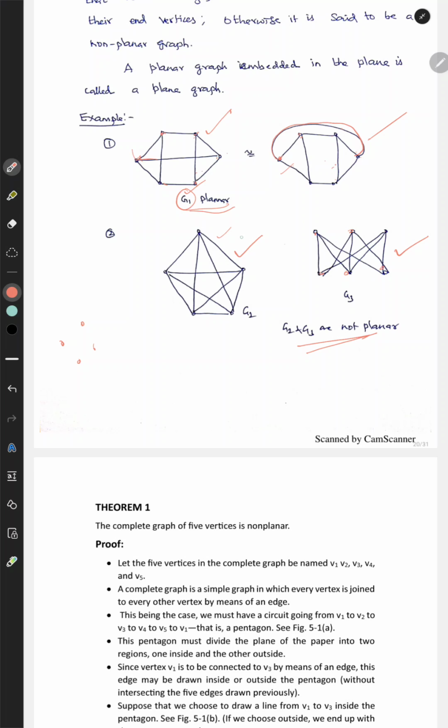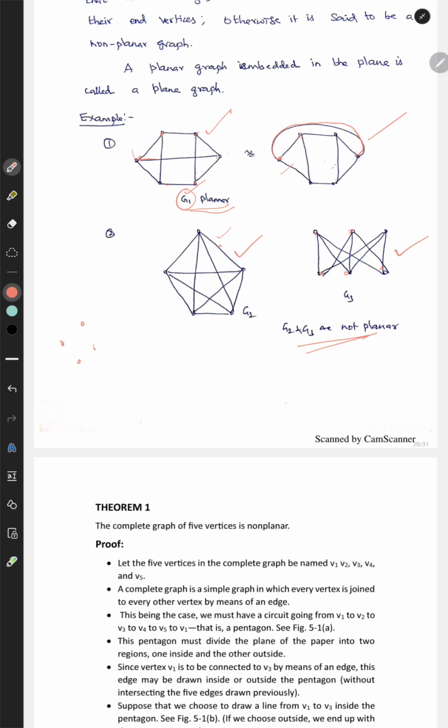Now if you take any graph that contains K5, that also is going to be non-planar. You can prove that K5 is non-planar. That proof we will see. K33, that proof we are not seeing, but K33 also is non-planar. Any graph containing K5 or K33 is also going to be non-planar.